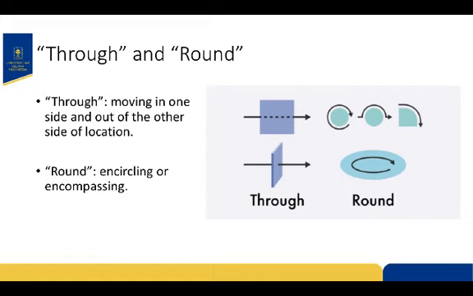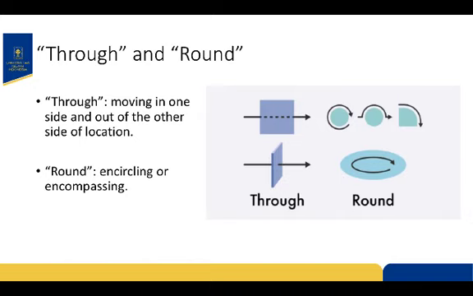The next prepositions are through and round. Take a look at this picture. Through can be described as moving in one side and out the other side of a location. Meanwhile, round is encircling or encompassing.